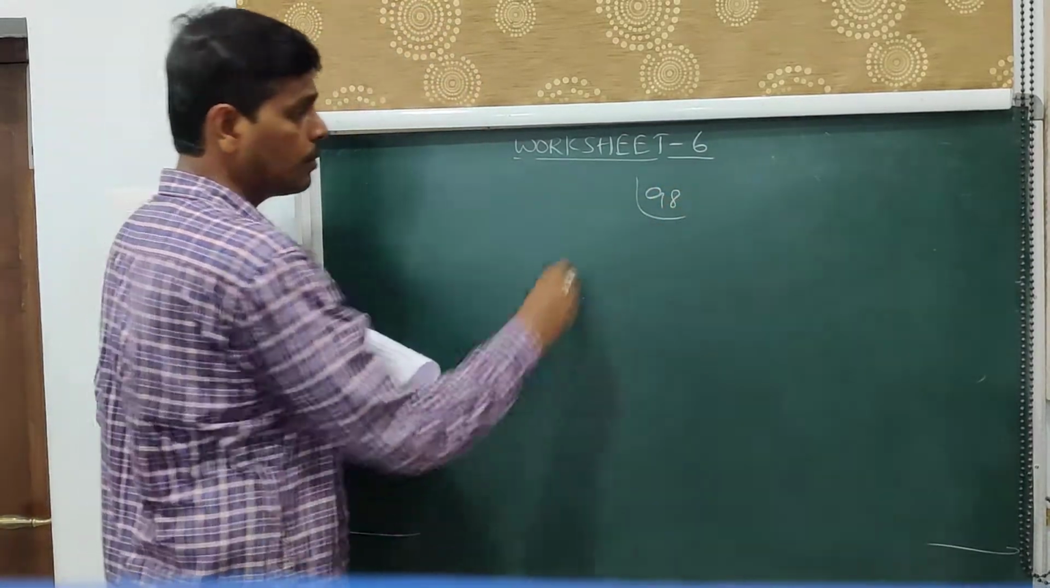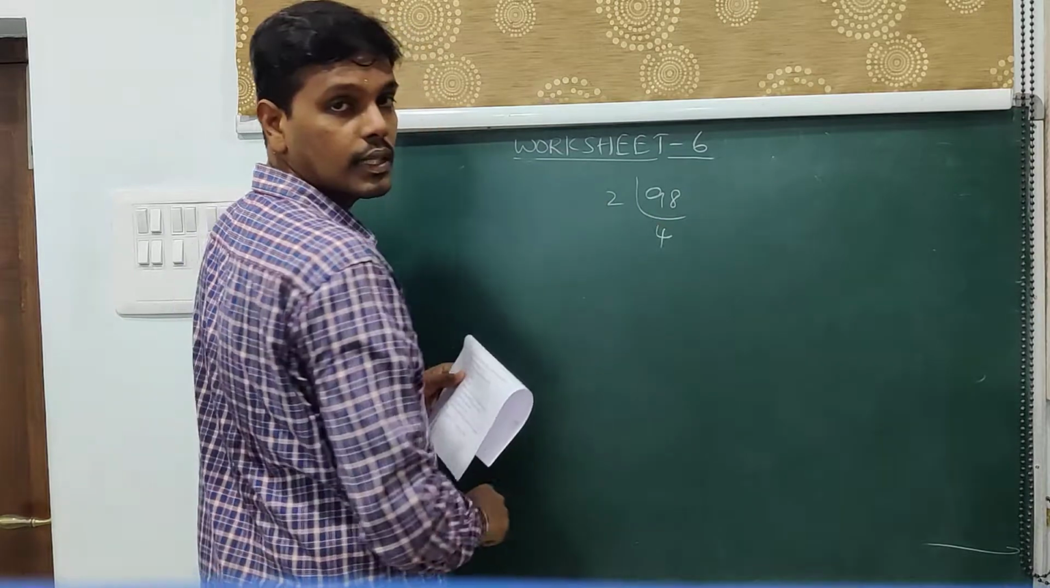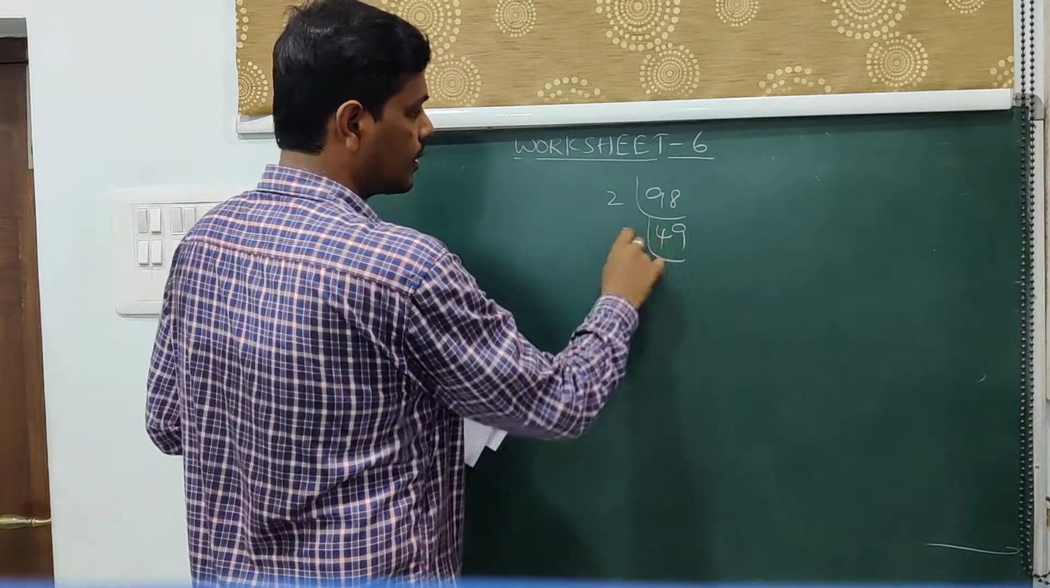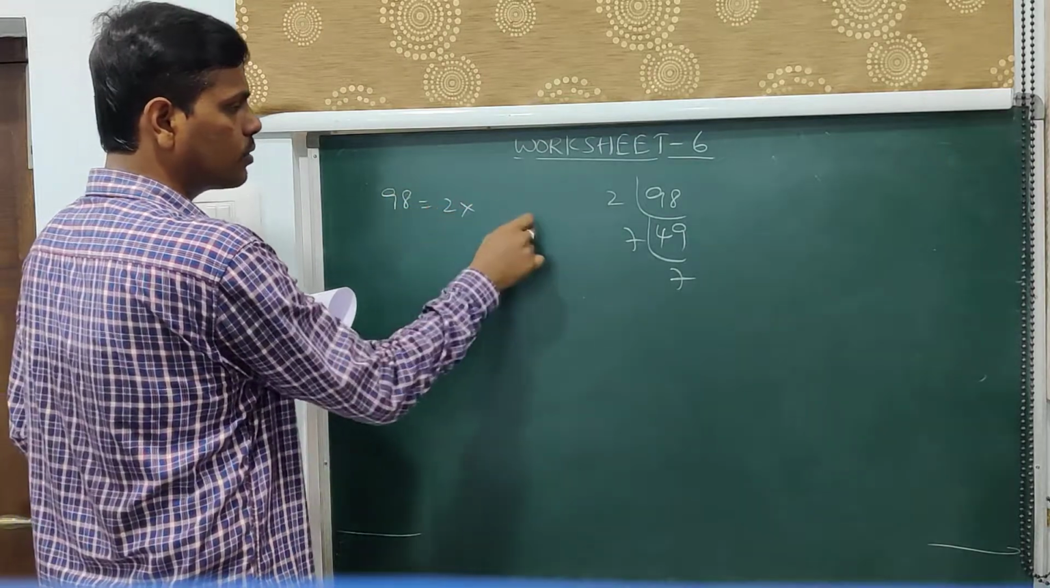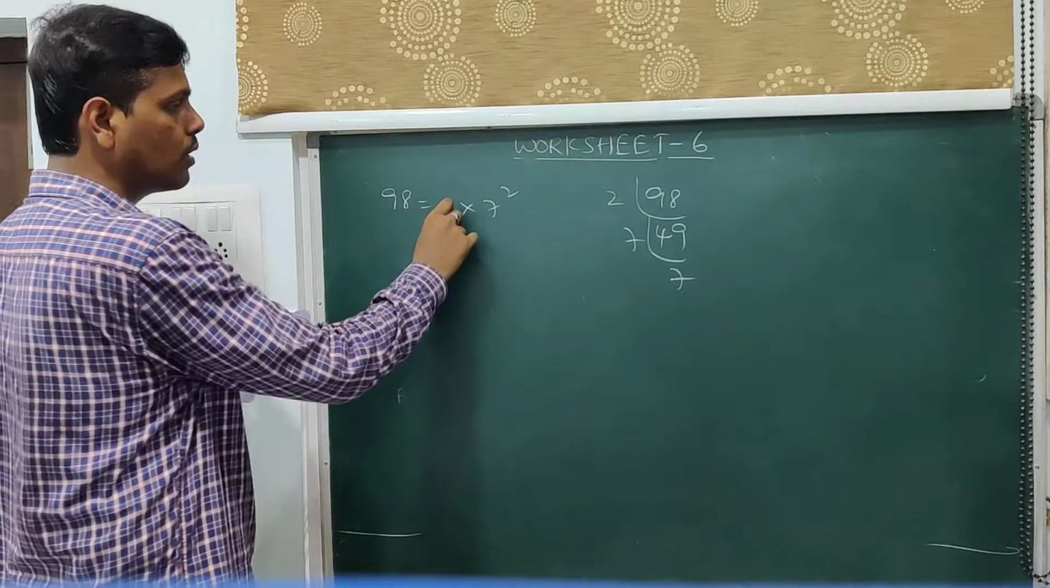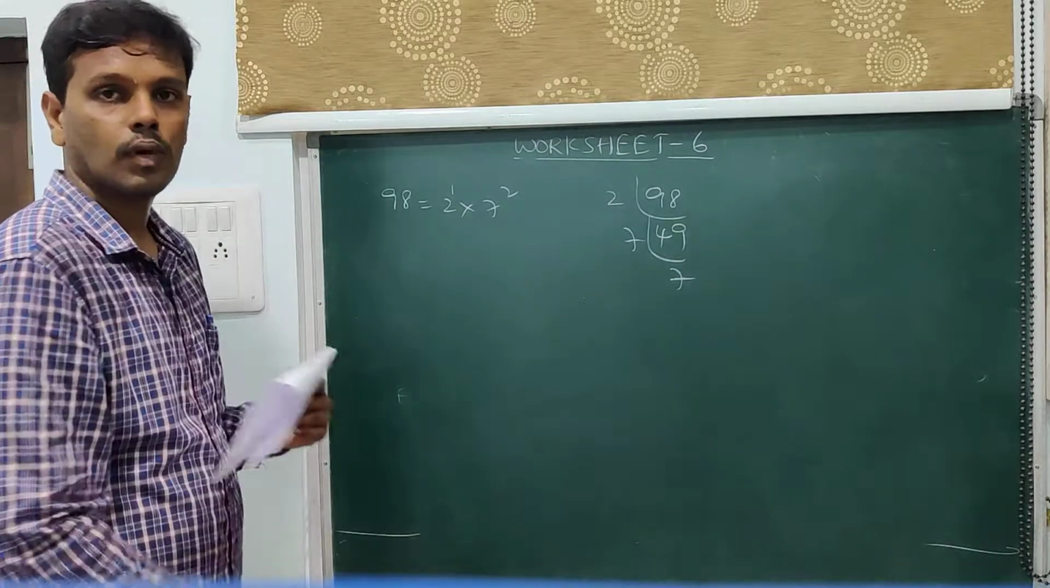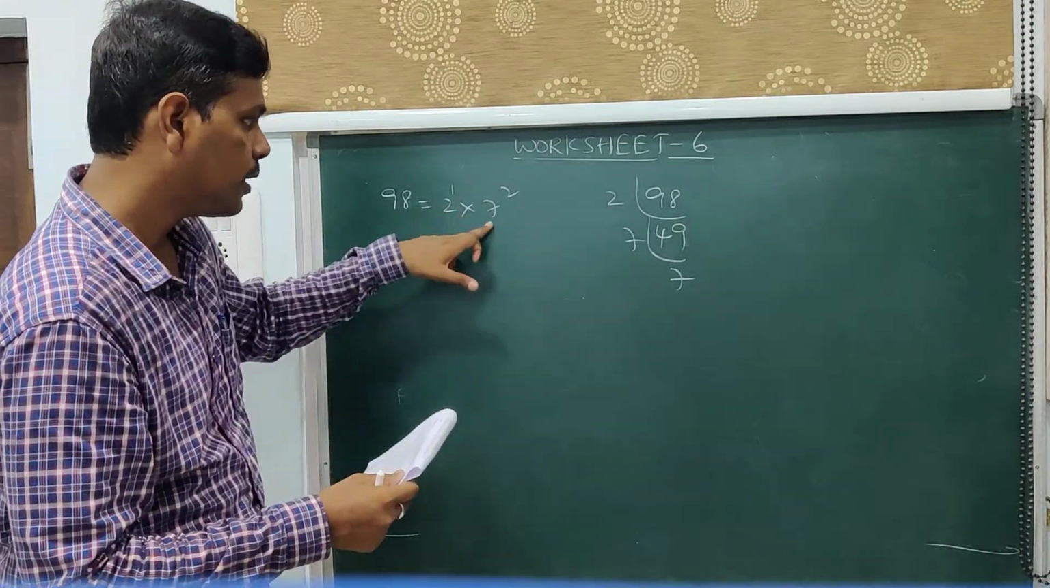Again, 98 goes in the 2 table. 2 4s are 8, and 7 7s are 49. So 98 is 2 into 7 into 7. You can write it as 2 times 7 squared. The exponent for 2 is 1. Now the prime factors are 2 and 7.